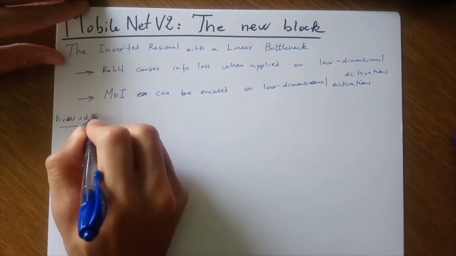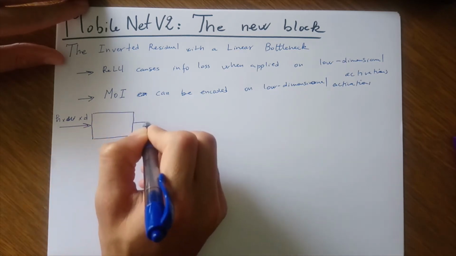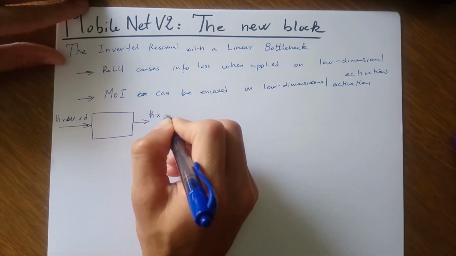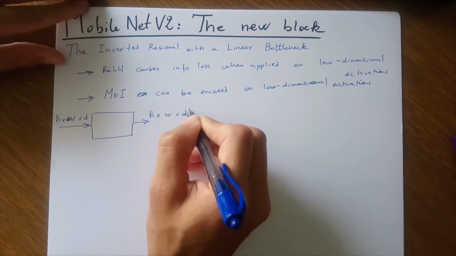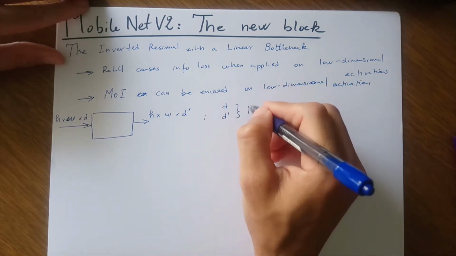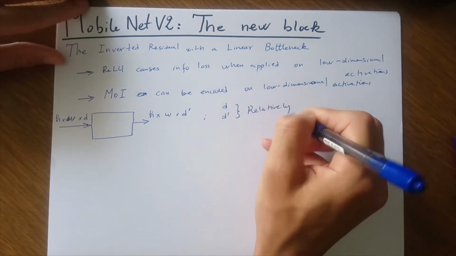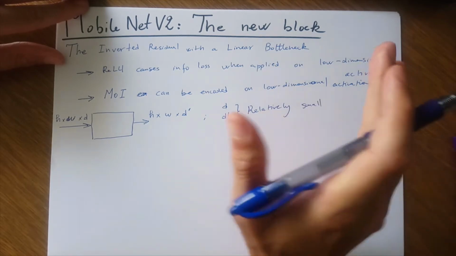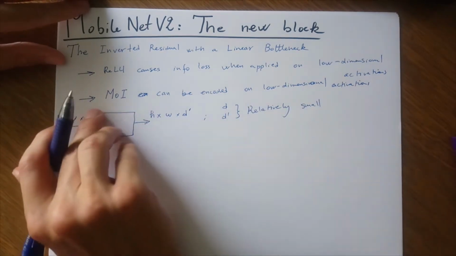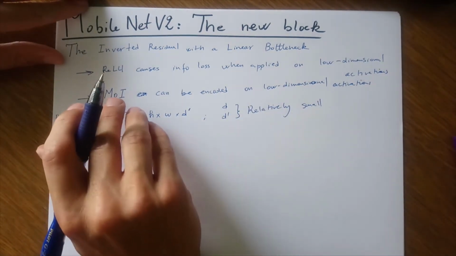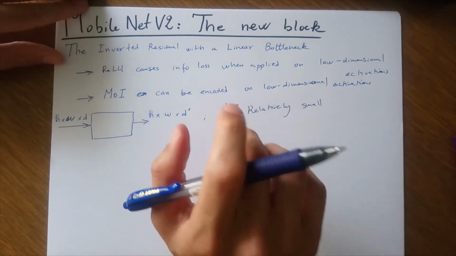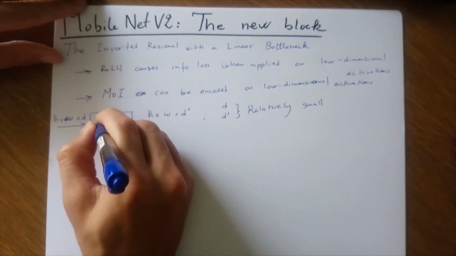Then this block would output a low dimensional activation, h times w times d prime. So d and d prime should be small, or relatively small compared to other architectures. And the reason why they should be small is because the manifold of interest, that is the information of our real-world images, can be encoded on low-dimensional activations. So this is the new block.